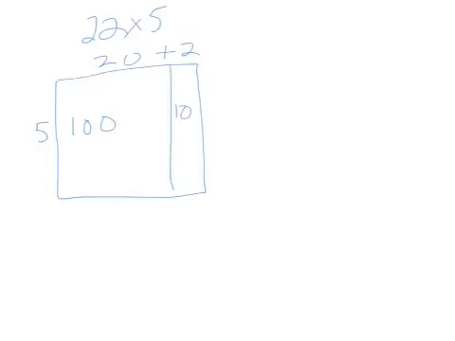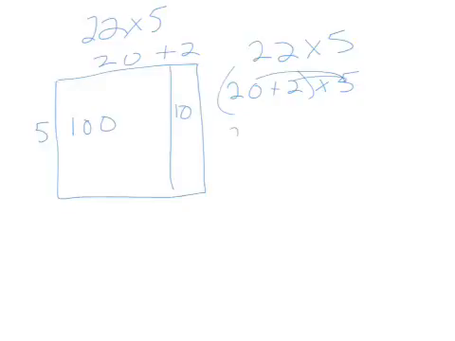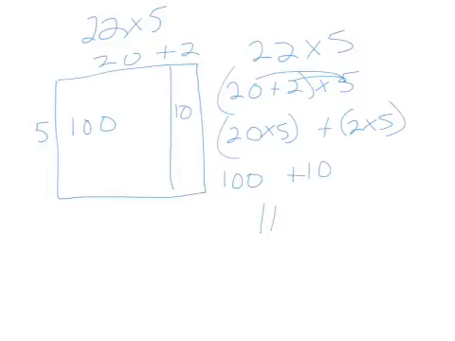So you do just like the one before. You start out 22 times 5, and then you break it down. So it's 20 plus 2 times 5, because you didn't change the 5. And distribute. So you have 20 times 5 plus 2 times 5, which you got your numbers in your array. So it's 100 plus 10. And your answer is 110 because all you have to do is add them together.